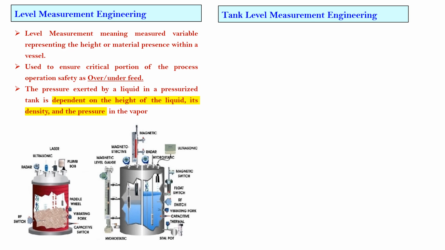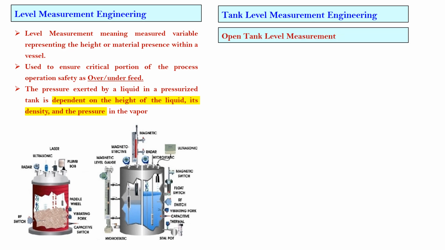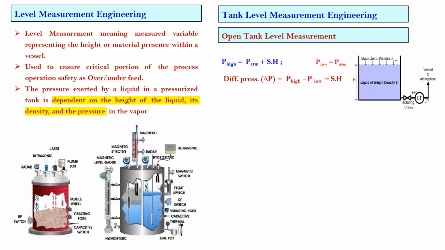Firstly, we'll see the open tank level measurement. One can refer to the open tank where the liquid is filled with a fluid, and there the isolating valves are connected to the level transmitter, and the HP side is connected to the tank and the LP side is vented to the atmosphere. Then the equation becomes P high equals P atmospheric plus S into H, where P is the pressure, H is the height and S is the density. Then P low equals P atmospheric.